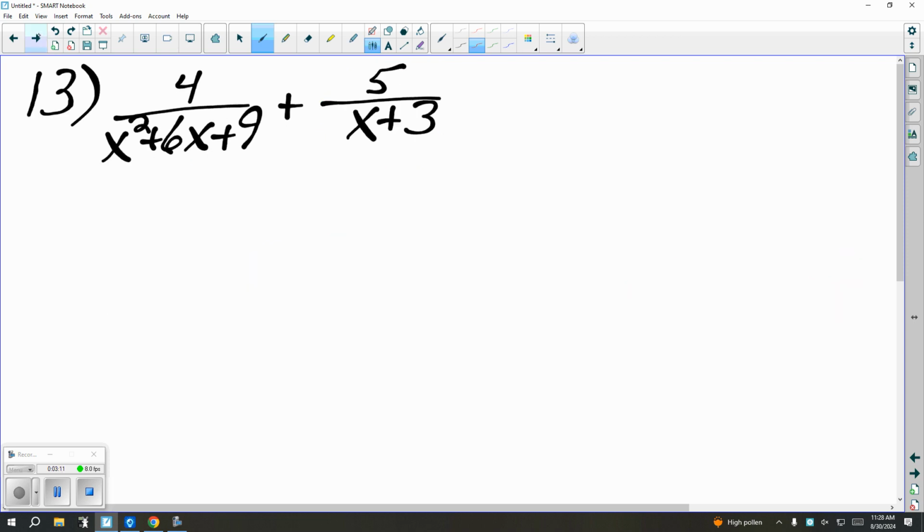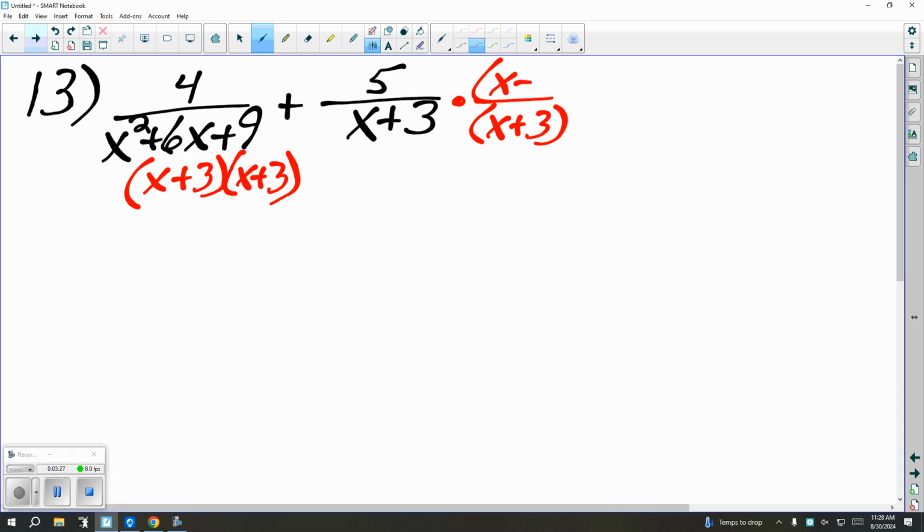Then number 13, now I have to get like a common denominator. Well, this guy is x plus 3, x plus 3, which means over here, I'm going to need an extra x plus 3. Don't forget to distribute. There we go. So did this one change? No. Did this one change? Yeah.